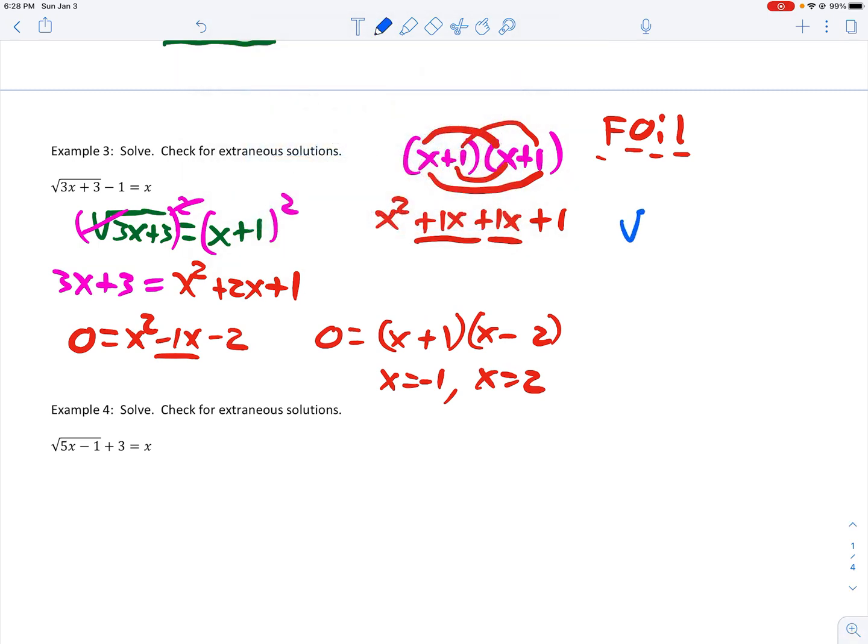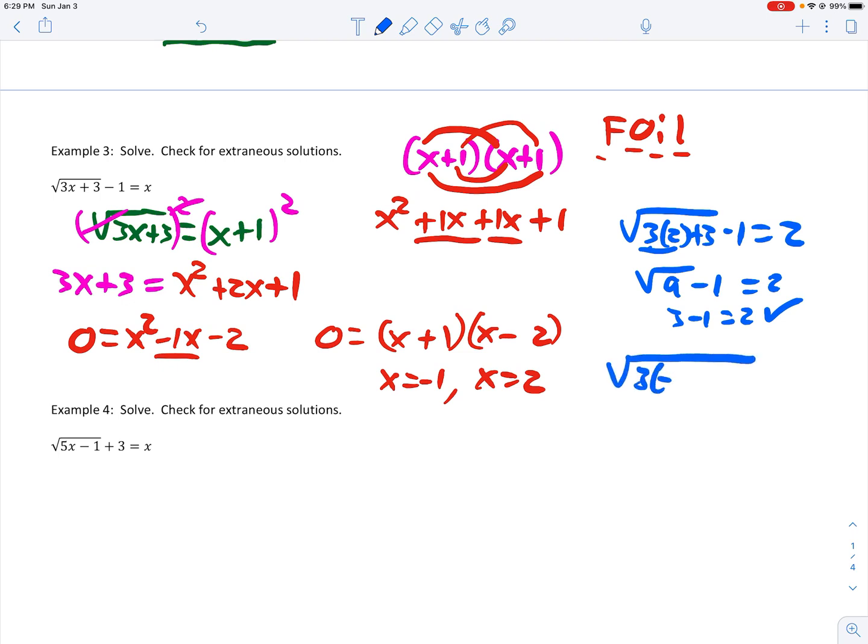So if you plug in 2, well, you get 2. Right? So this is 6, right? Plus 3. So square root of 9 minus 1 equals 2. 3 minus 1 equals 2. That works. Right? Plug in negative 1. 3 times negative 1 plus 3 minus 1 equals negative 1. So this gives you, right, negative 3 plus 3 is 0. So that one works as well. So both of those are solutions.